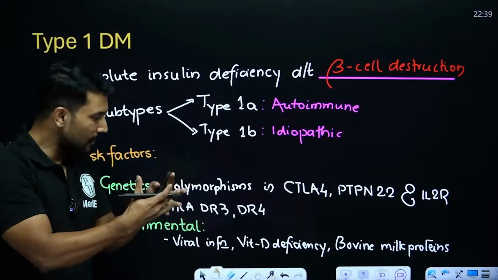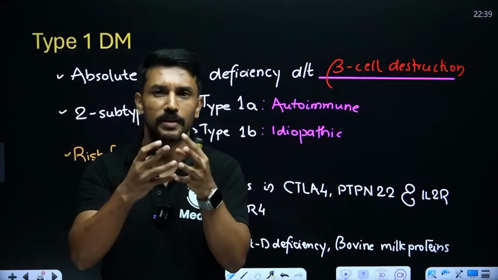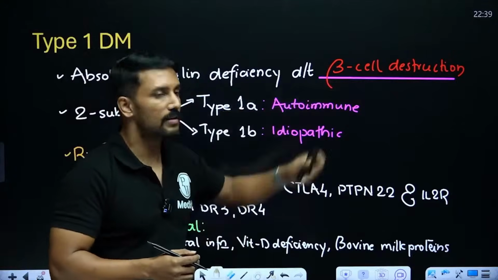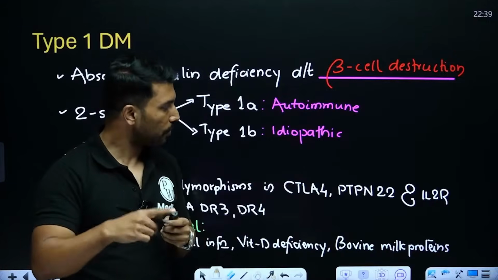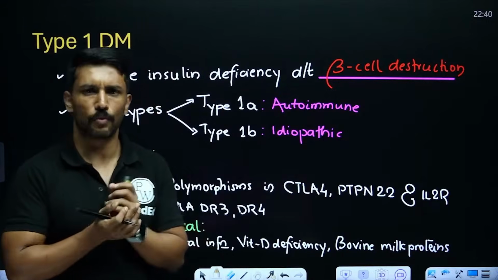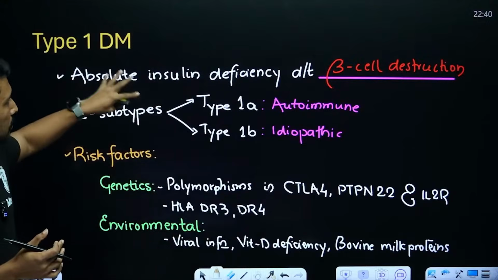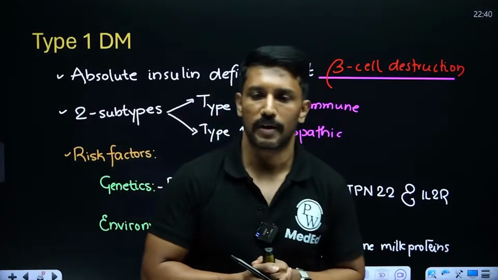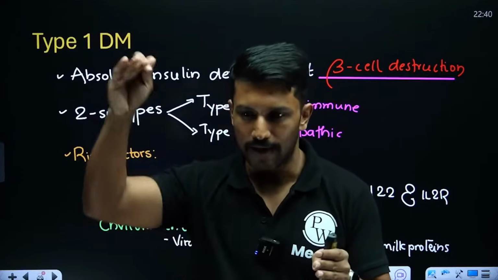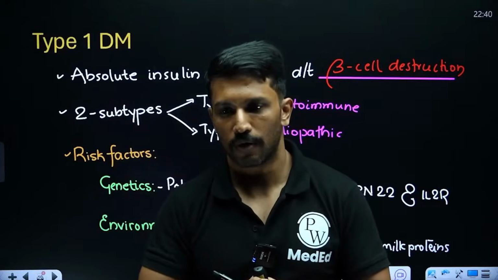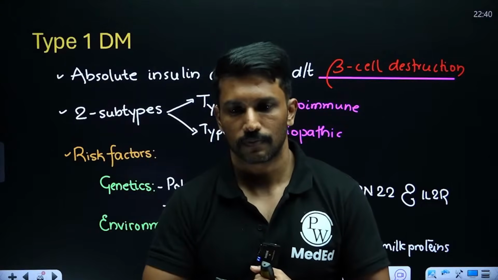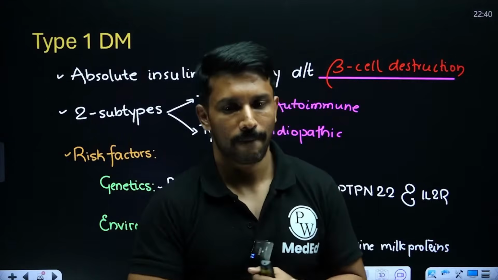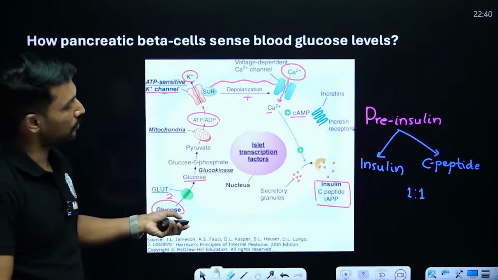Okay, so when these things come together, the genetics and the environmental risk factors, it triggers autoimmunity. Antibodies are produced. Those antibodies start causing beta cell destruction. Now, before I talk about the antibodies, I have a question. If I get a patient with type 1 diabetes mellitus and I check his C-peptide levels, what will happen to the C-peptide levels? Will they be normal, elevated or low? What do you think?